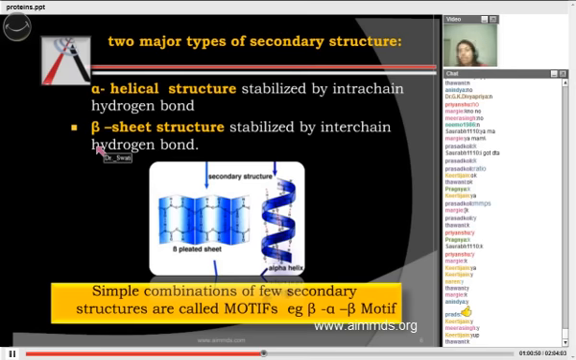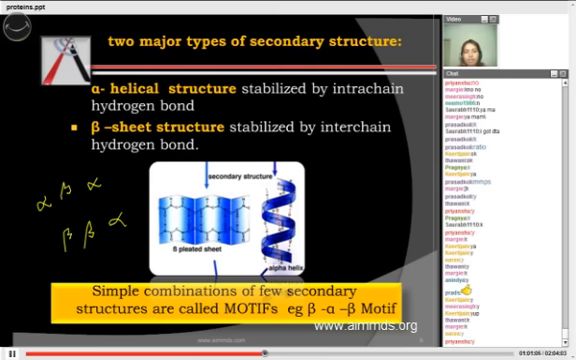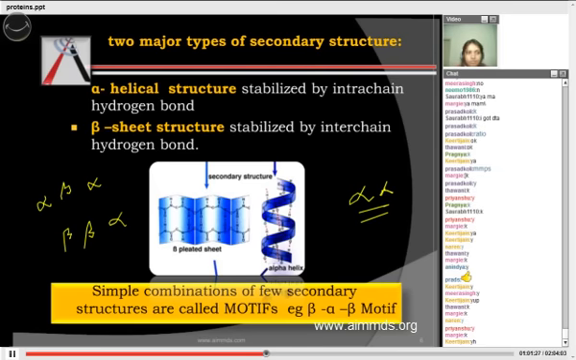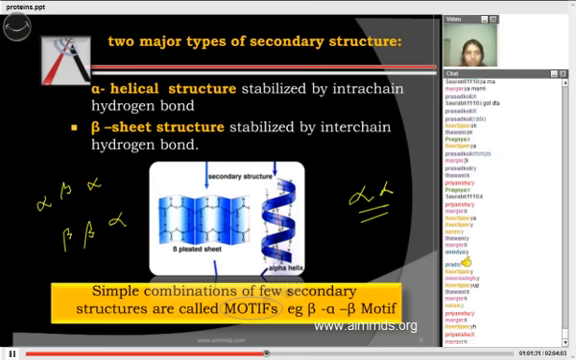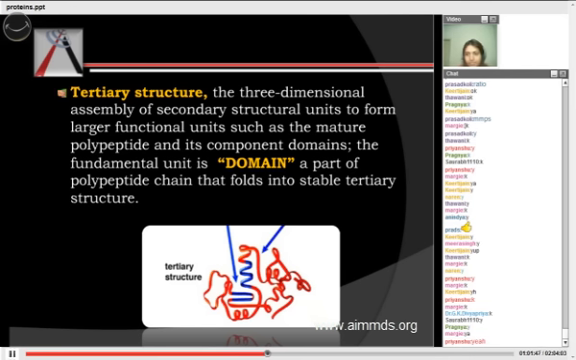Now we have the alpha or the beta as secondary structure. Now let's arrange this alpha and beta. If I arrange small units of this alpha and beta, for example, if I make alpha beta alpha, or maybe beta beta alpha, or maybe I just make alpha alpha, these small kinds of joining together of the secondary structure, simple combinations of the secondary structure, are called motifs. Okay, so that was motifs.